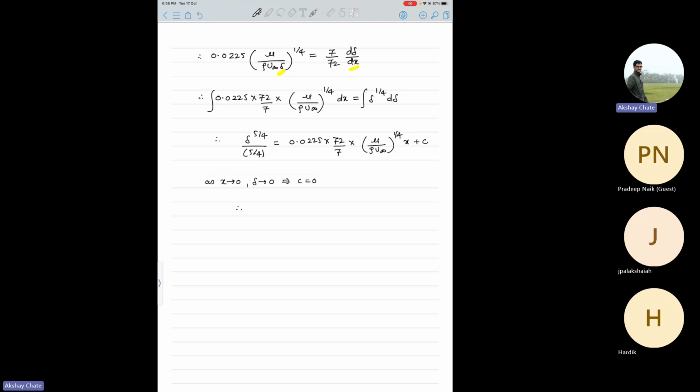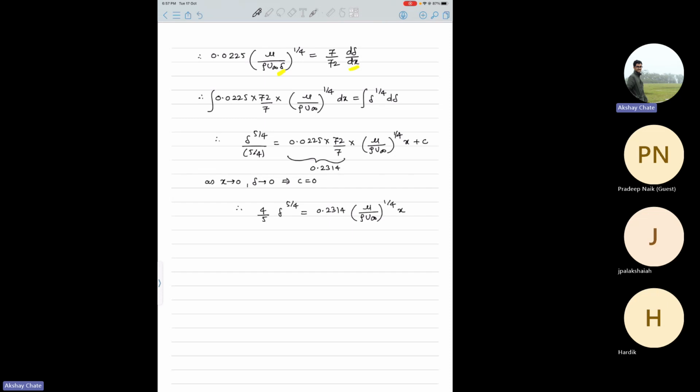Okay, I'll do this multiplication myself. 0.0225 into 72 divided by 7. So this constant is 0.2314. Okay. So you have 4 by 5 into delta power 5 by 4 equal to 0.2314 into, this is also constant only, but I am not doing anything to it, later we'll manipulate it. So this is the reduced form of this equation.